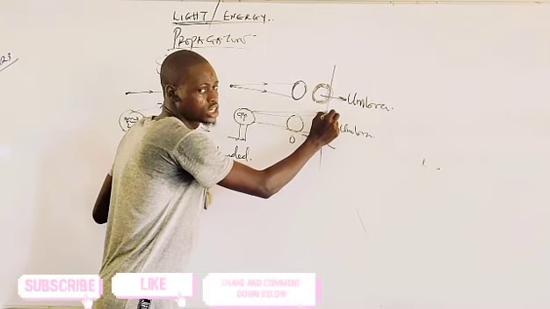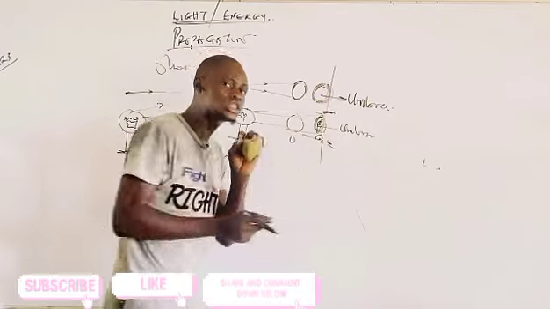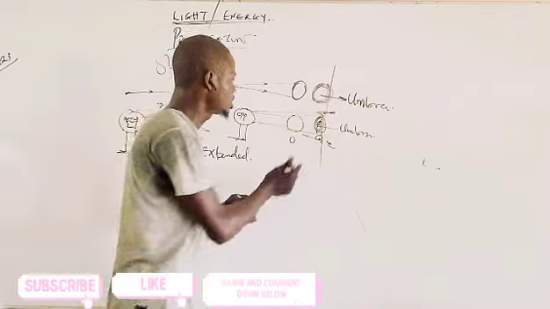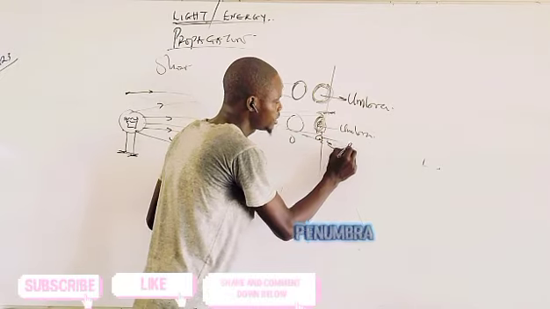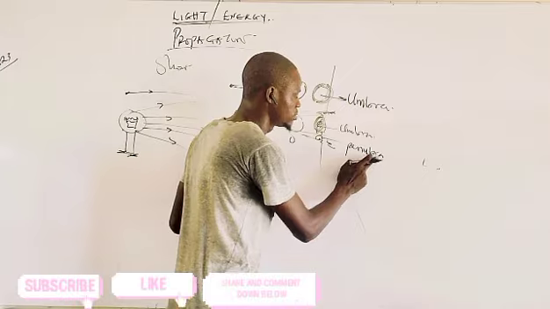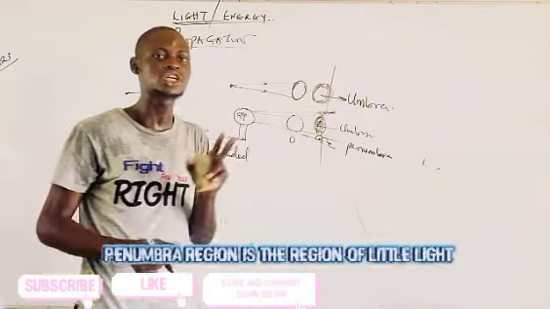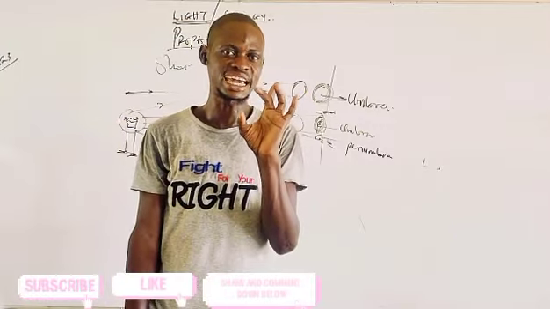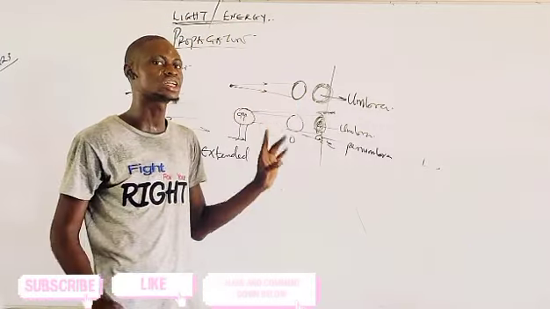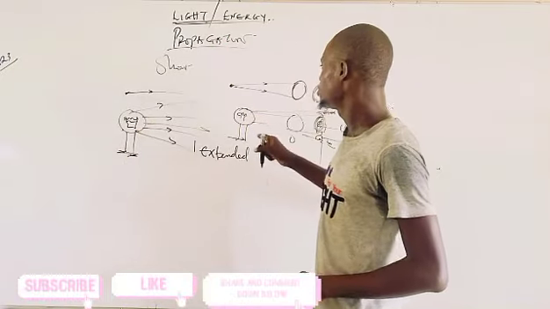This region and this region here, let me say region A and region B. There is little light being shown in those regions. These two regions are known as what? Penumbra region. A penumbra region is a region of little light.